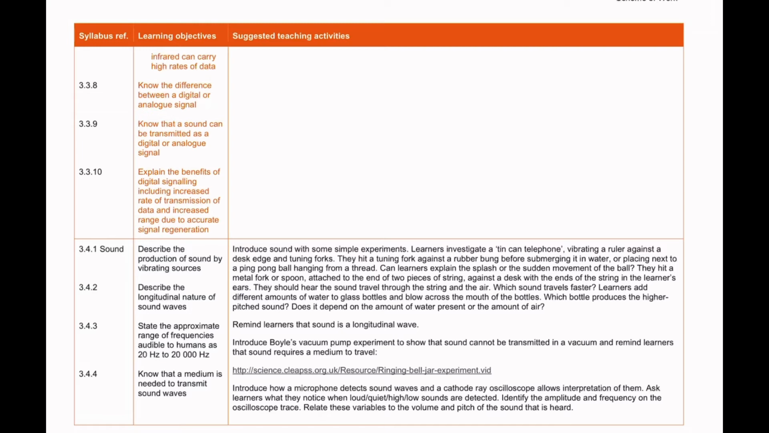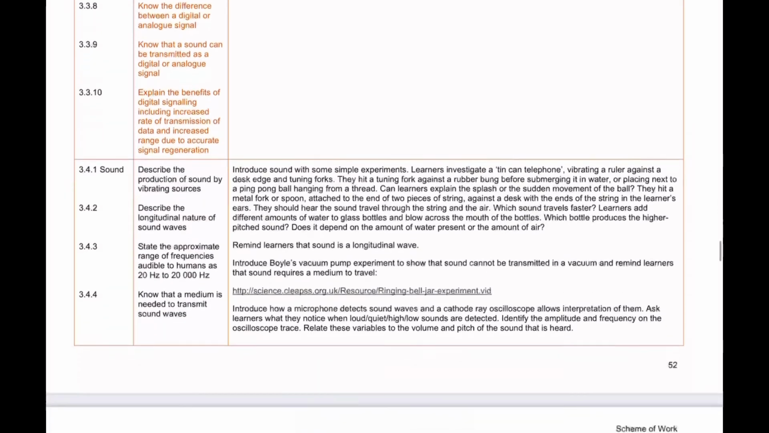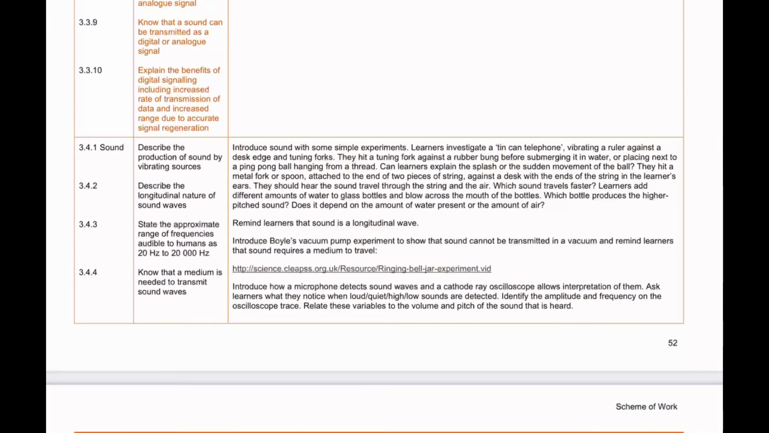Key concept 3.4.1: Sound. Describe the production of sound by vibrating sources. Describe the longitudinal nature of sound waves. State the approximate range of frequencies audible to humans as 20 Hz to 20,000 Hz. Note that a medium is needed to transfer sound waves.